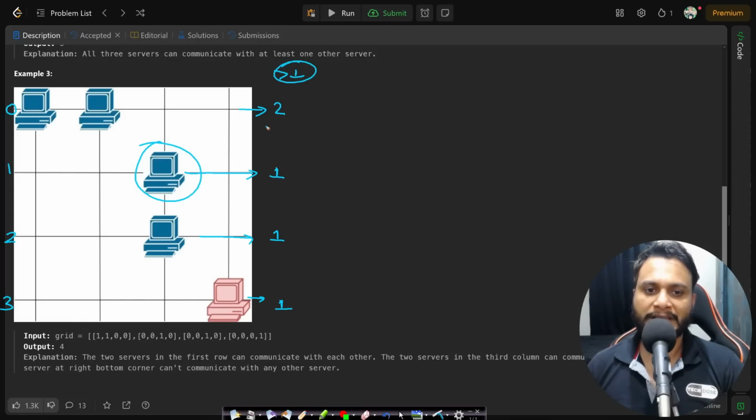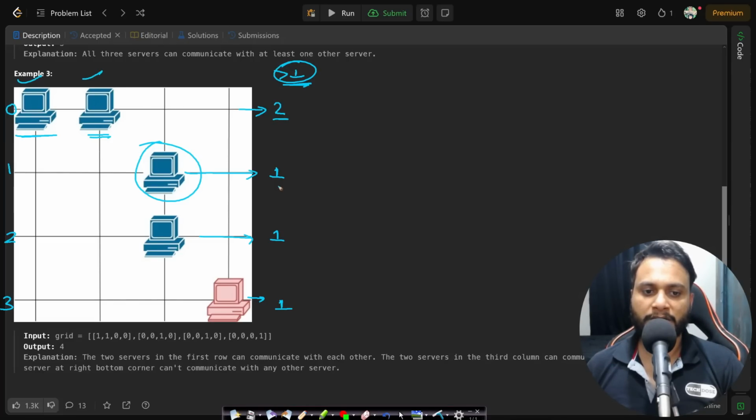Then you will be able to determine that if you have more than one server in any row, then that means none of the servers in this row are going to be non-communicating. Everyone will be communicating, right? Because there are no blockers in between. So if you have more than one server in any row, they will always be communicating. So this makes these 2 servers communicating.